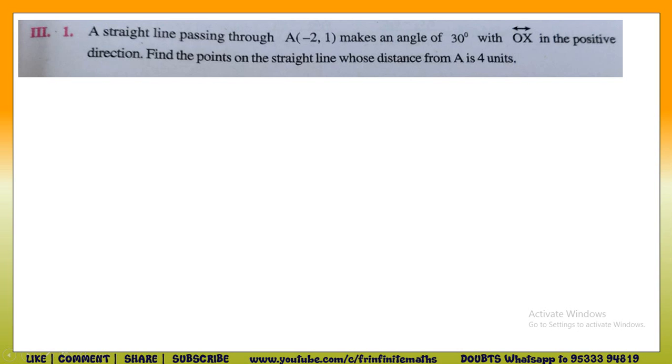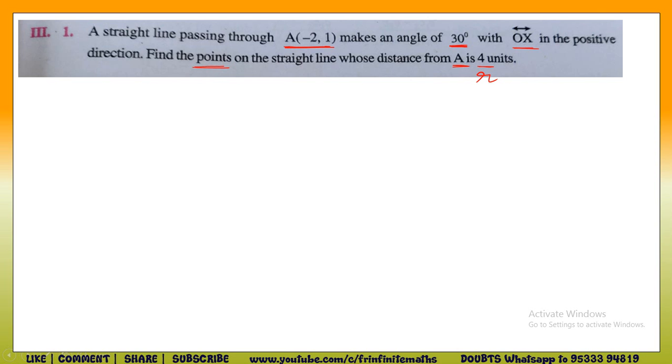First of all we need to understand this question. What are the things that are given? A point A minus 2 comma 1 is given, through which it is passing and it is making 30 degrees angle with the positive direction of x-axis. That means inclination is given. Next it is asking you to find the points on the straight line whose distance from A is 4 units. Distance means you need to consider it as R. So where will you get R? Here a point is given, inclination is given, and a distance is also given. That means we need to make use of parametric form. If you use parametric form, you can find out those points, right?